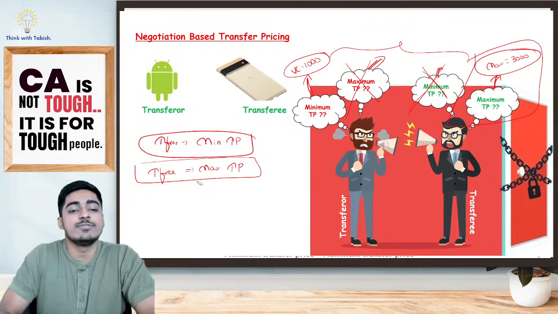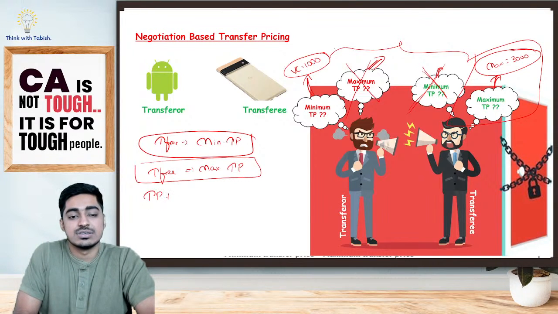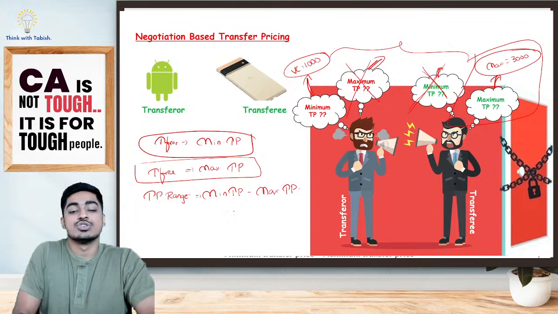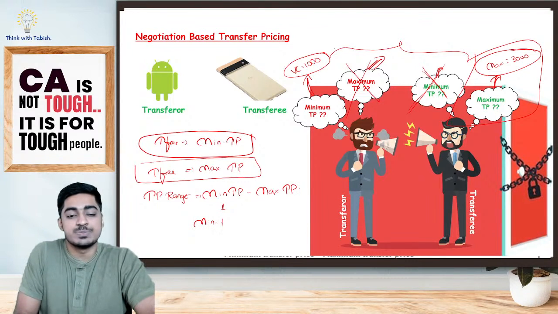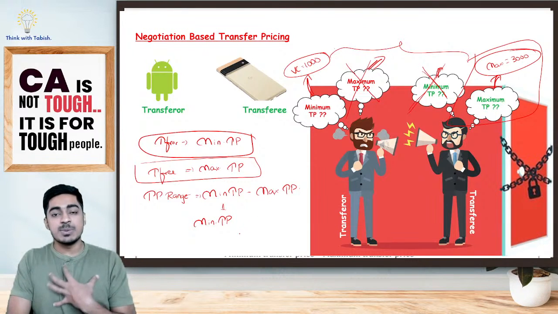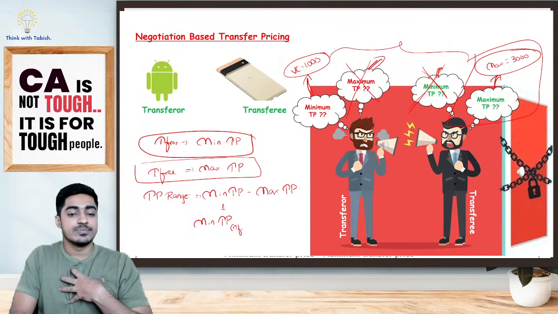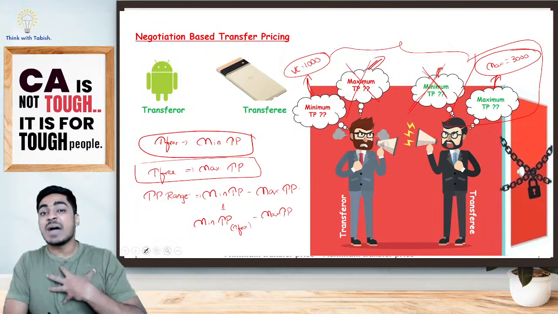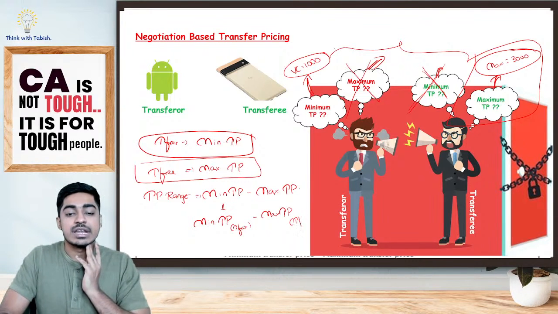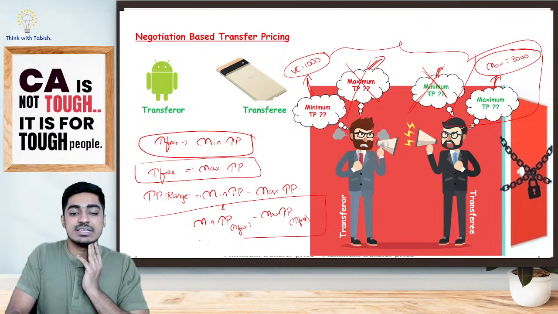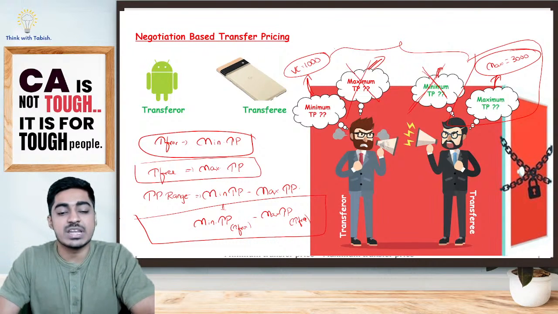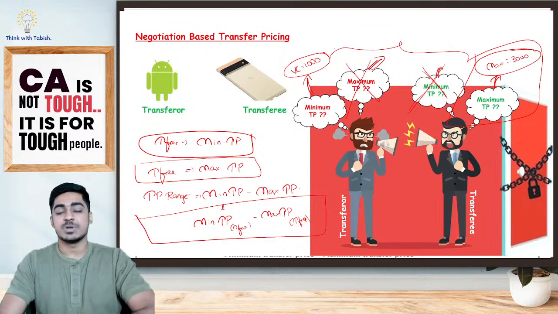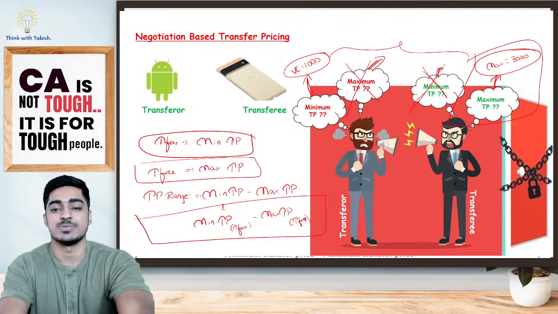What we need to do is give them the transfer pricing range. What we are telling in the transfer pricing range is how much is the minimum transfer price and how much is the maximum transfer price. When we are telling the minimum transfer price, from whose perspective are we telling, students? How much minimum I should get? The transferor is telling. When we are telling the maximum transfer price, from whose perspective? How much maximum I can pay? We are telling from the perspective of the transferee. So the transfer pricing range is the minimum transfer price to the maximum transfer price, where the minimum is from the perspective of the transferor, and the maximum is from the perspective of the transferee.